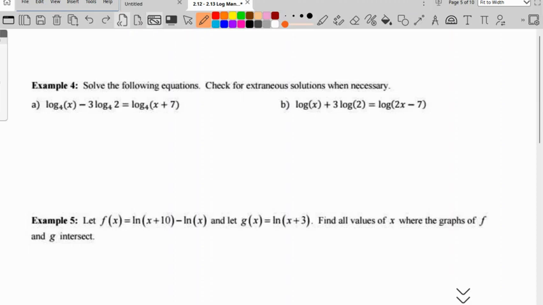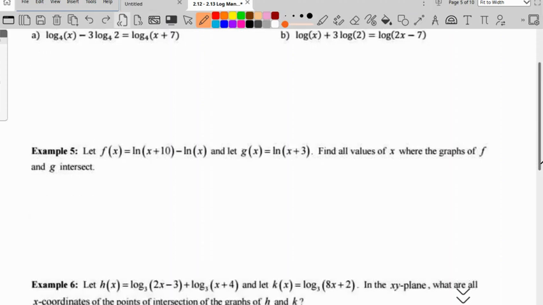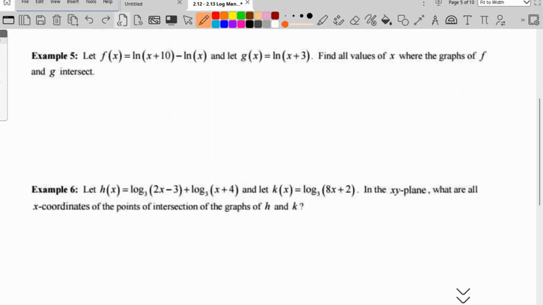So many problems. Okay, so this says solve the following equations, check for extraneous solutions when necessary. So this is more of the same. Do you guys feel okay with this? Yeah, this is mostly just algebra. You'll be fine. But it is good practice, so if you want more practice, by all means, come back and let's do these problems. Okay, so let's look at number 5.